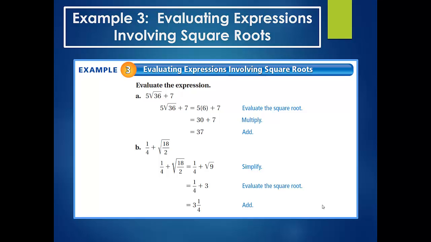For B, we have 1/4 plus the square root of 18/2. So that would be 1/4 plus the square root of 9, because 18 divided by 2 is 9. The square root of 9 is equal to 3. So now we have 1/4 plus 3, and that would equal 3 and 1/4.